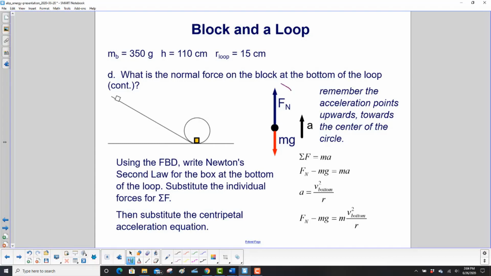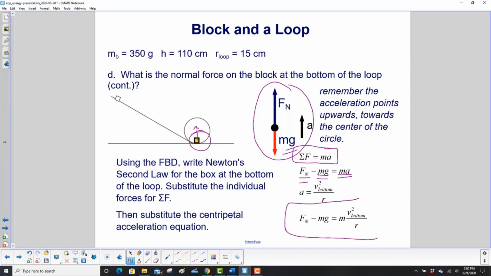So here's our free body diagram right over here. At the bottom, you've got gravity pulling you down. The normal force is pointing up, opposite gravity, and the acceleration is in the up direction because the acceleration always points towards the center of the circle. So if you're at the bottom of the circle, the acceleration points up. Newton, sum of the forces is ma. We have a positive sign for normal because it's up, negative for mg because it's down, and positive for ma because it's up. And since we're in circular motion, the acceleration is v squared over r, where v is the velocity at the bottom of the loop. So we have normal minus mg is mv squared bottom over r.